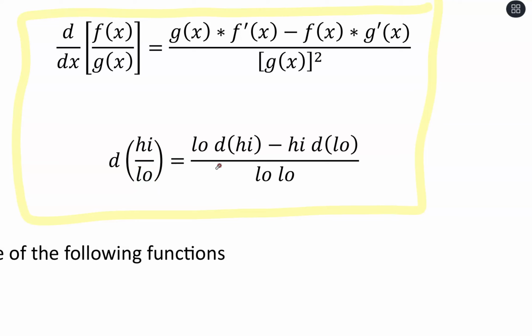So when we take the derivative, we're going to take our low function d high. So that means we're taking our lower function times the derivative of the numerator function, minus high d low, so our numerator function times the derivative of the denominator, all over low low, which is our denominator function squared. So low d high minus high d low over low low.